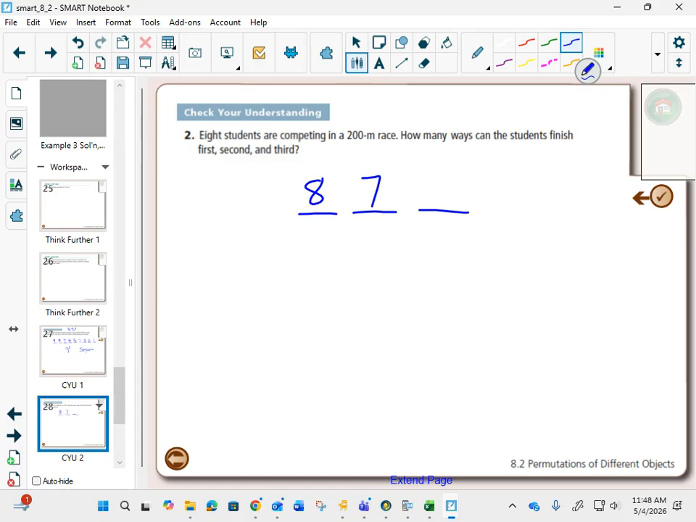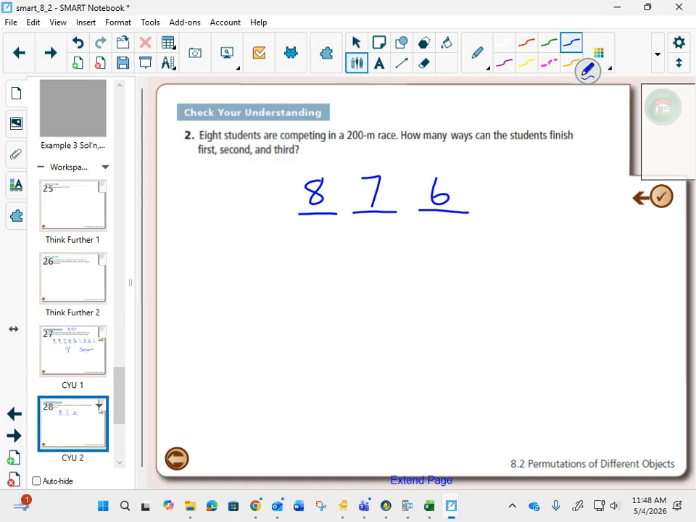I mean, unless you're super fast, you run around and you beat everybody and then you lap everybody, like, I get silver too, but I don't think that has ever happened. Okay, and then 6 people left could finish third.